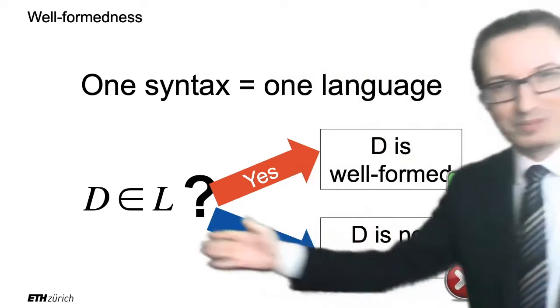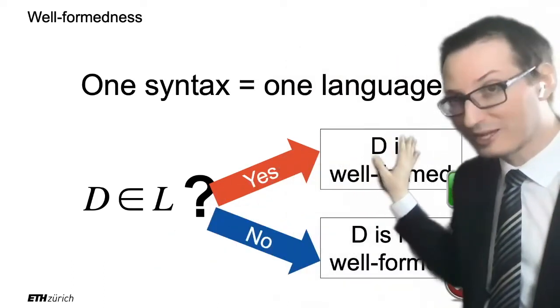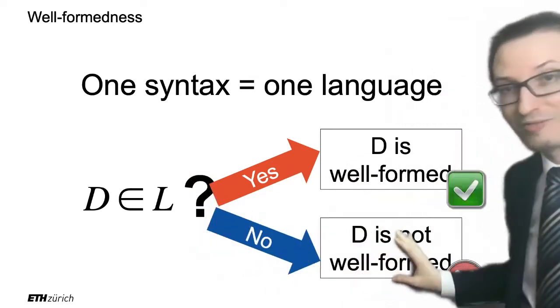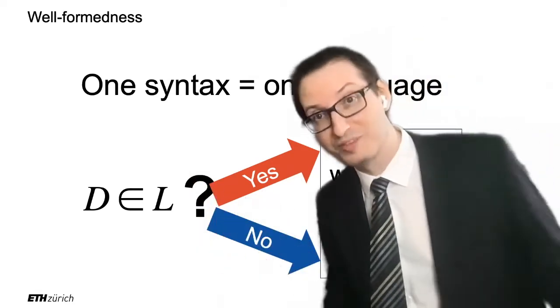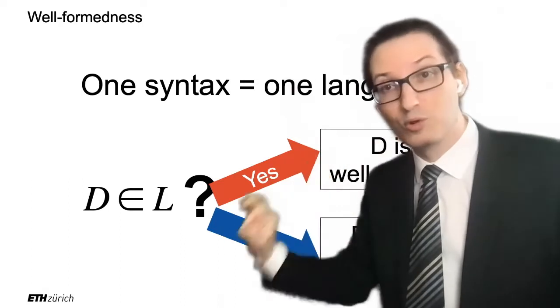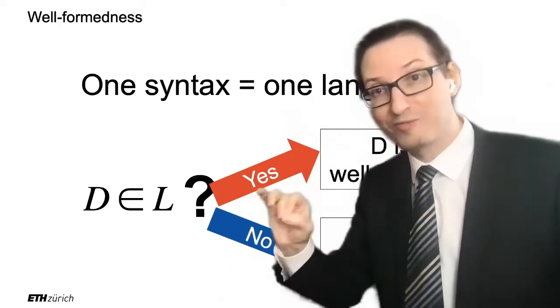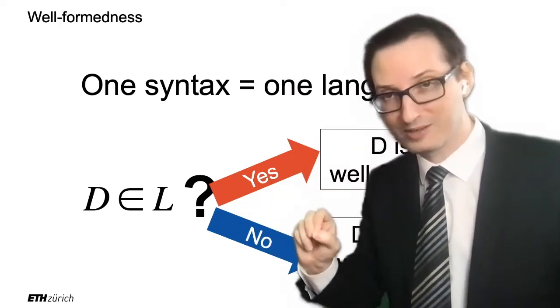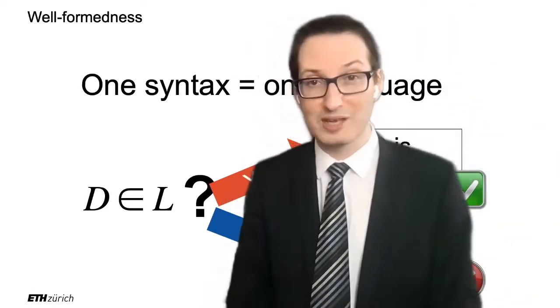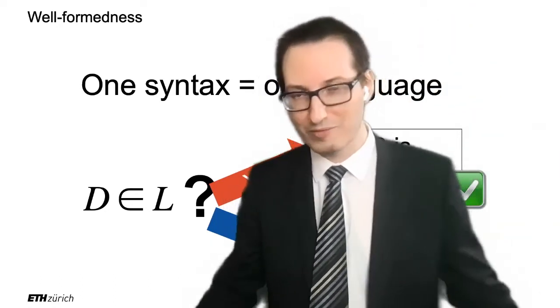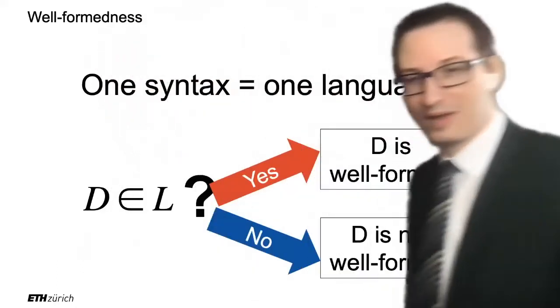And XML is the same. Either it's well-formed XML, and then you can go ahead and query it, or it is not well-formed XML, and then you have a problem. You need to fix it. So this is a yes-no question, and that is called well-formedness. Remember that term, well-formedness. If you see a document, you can ask yourself, is that well-formed JSON? Is that well-formed XML? Is that well-formed CSV?